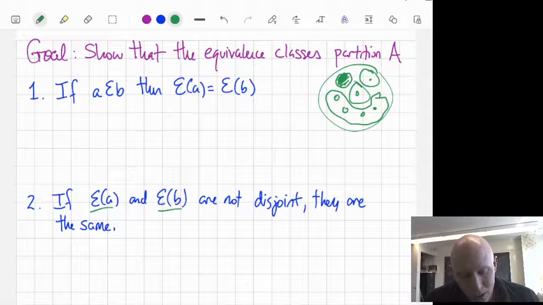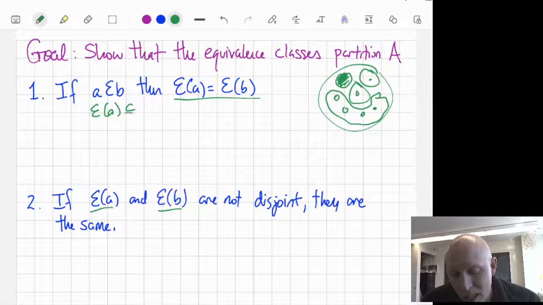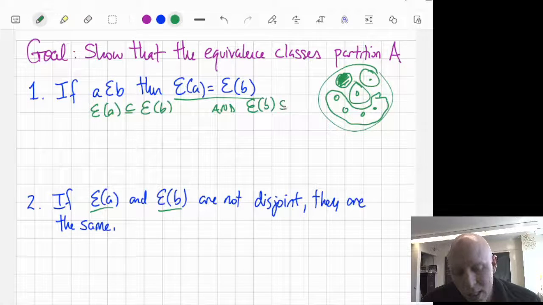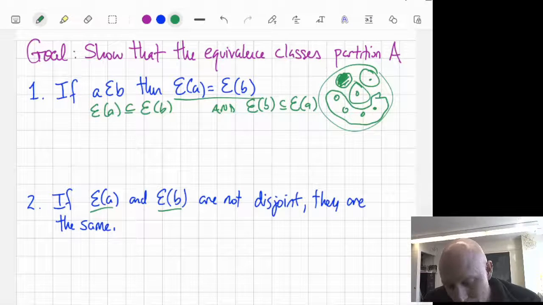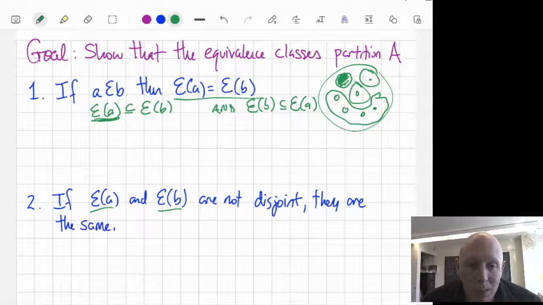Okay, so quickly, to show that if A is equivalent to B, then the equivalence classes are the same, what we'll do is we'll show that the equivalence class of A is a subset of the equivalence class of B, and the equivalence class of B is a subset of the equivalence class of A. And if those two things are true, then they're actually equal as sets.